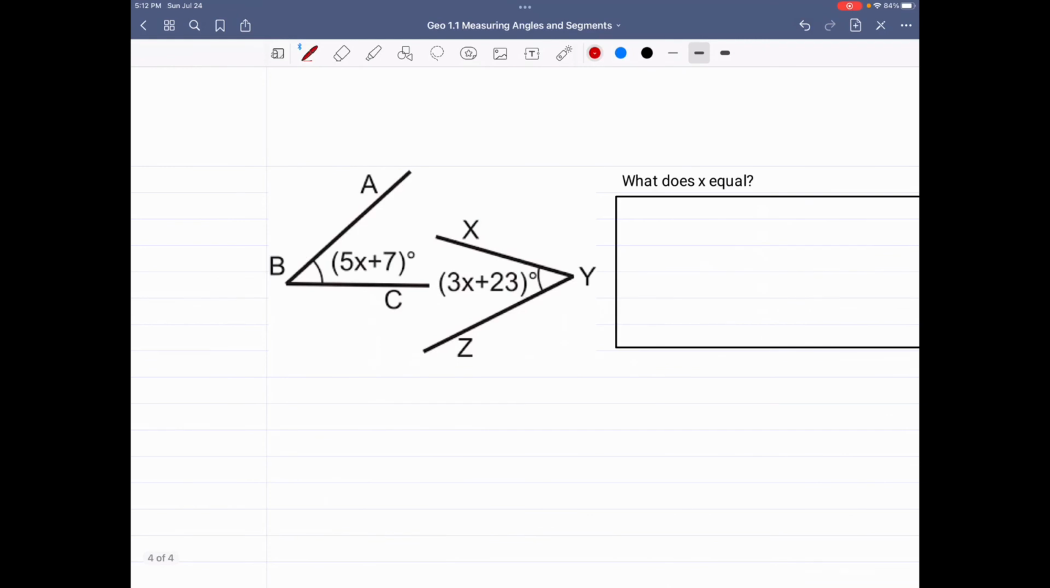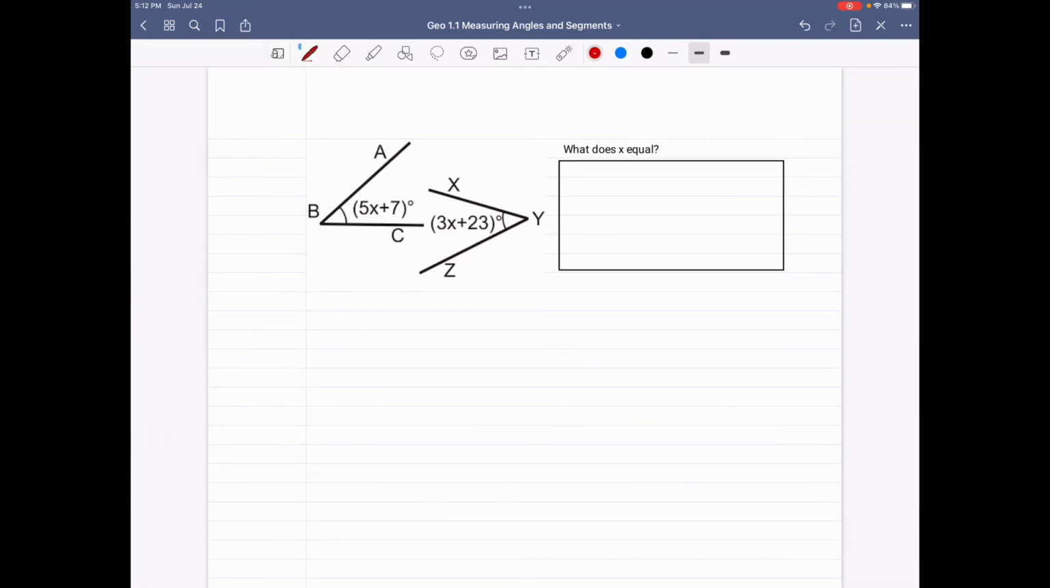And turn the page. Last question for this section. What does x equal? So this is a congruent angles problem. We know that they're congruent because this little arc shows them to be congruent, which means that we can set each expression equal to the other expression. 5x plus 7 equals the other expression, 3x plus 23. We can remove those parentheses. We don't need them. So we're going to subtract 3x.